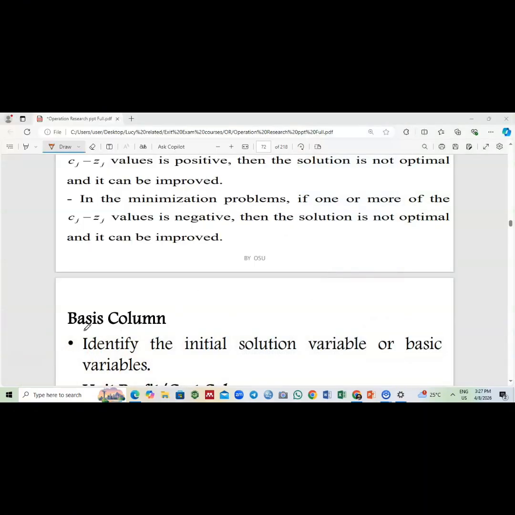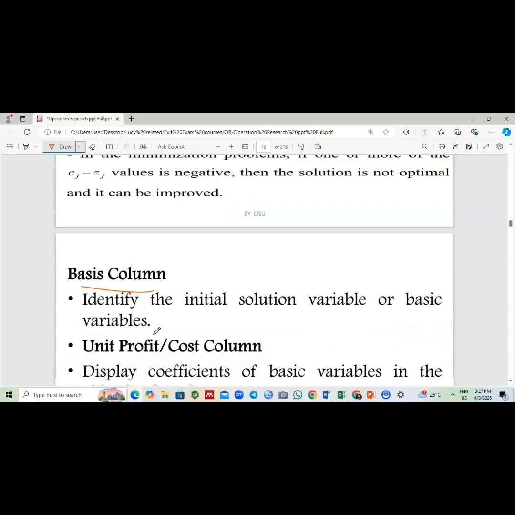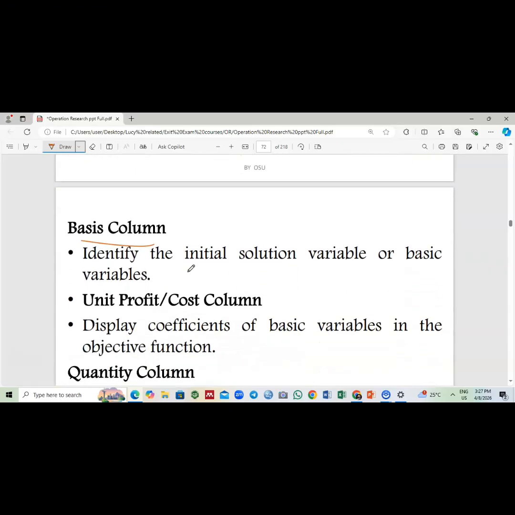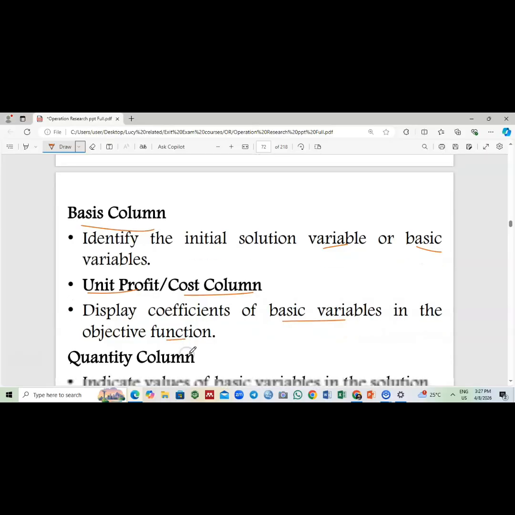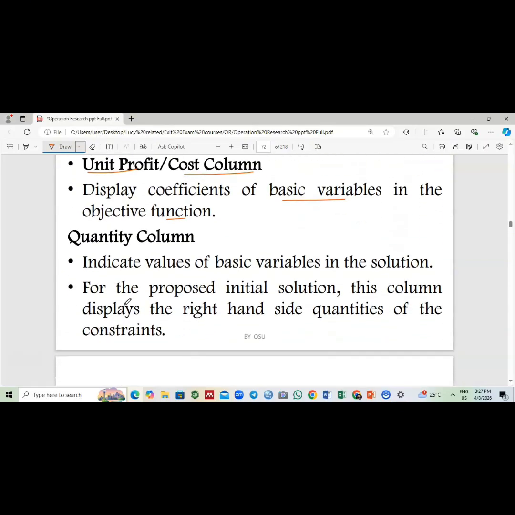We'll see in the next. So what are the basic columns? Identify the initial solution variables or basic variables. The unit profit or cost column displays the coefficient of the basic variable in the objective function. The quantity column can indicate the value of the basic variable in a solution. And for the proposed initial solution, this column displays the right hand side quantities of the constraints.